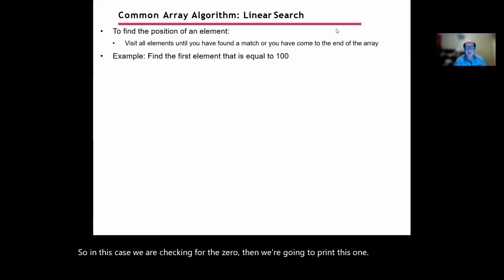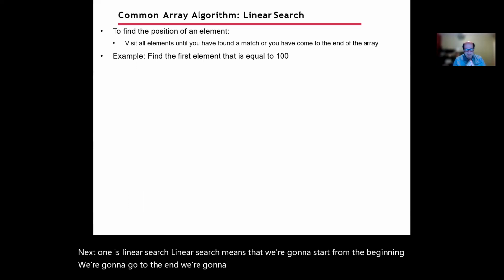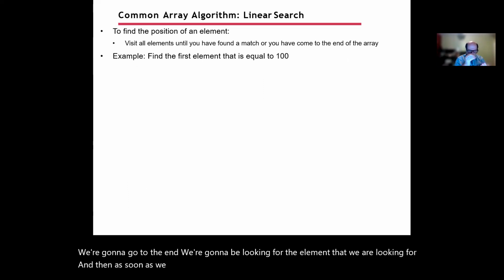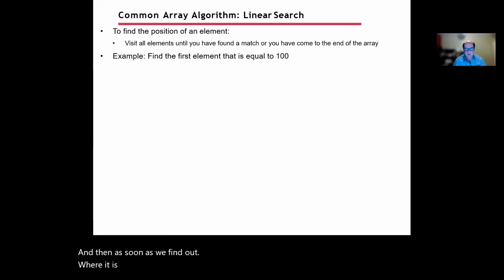Next one is linear search. Linear search means that we start from the beginning and go to the end, looking for the element that we are looking for. As soon as we find out where it is, we return the index.